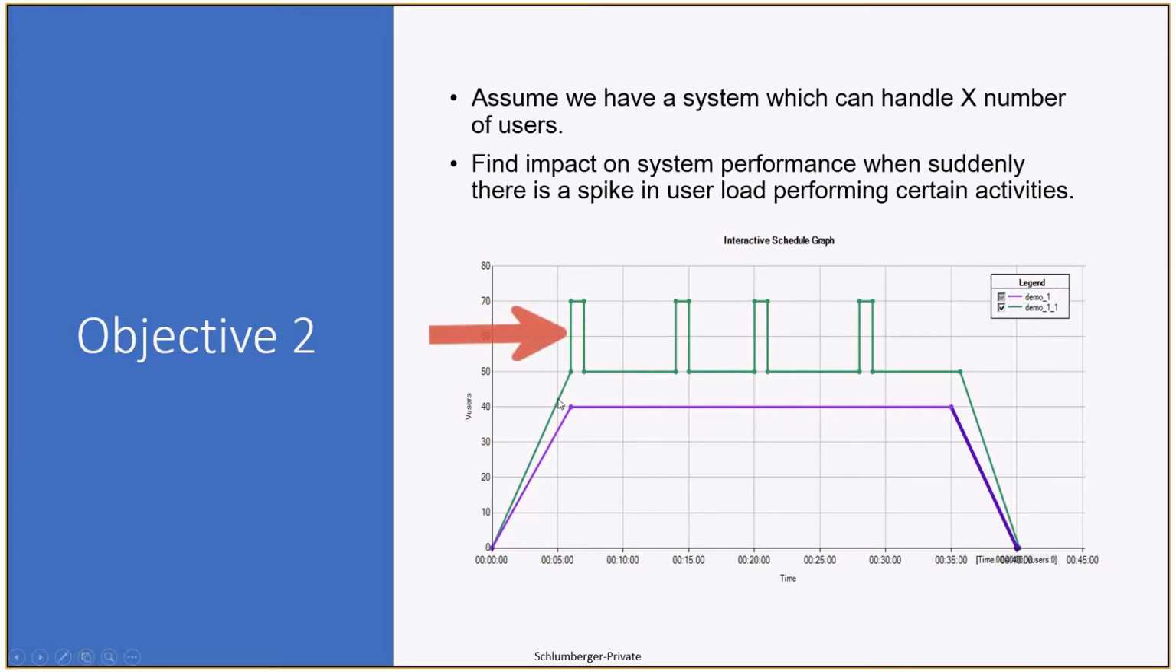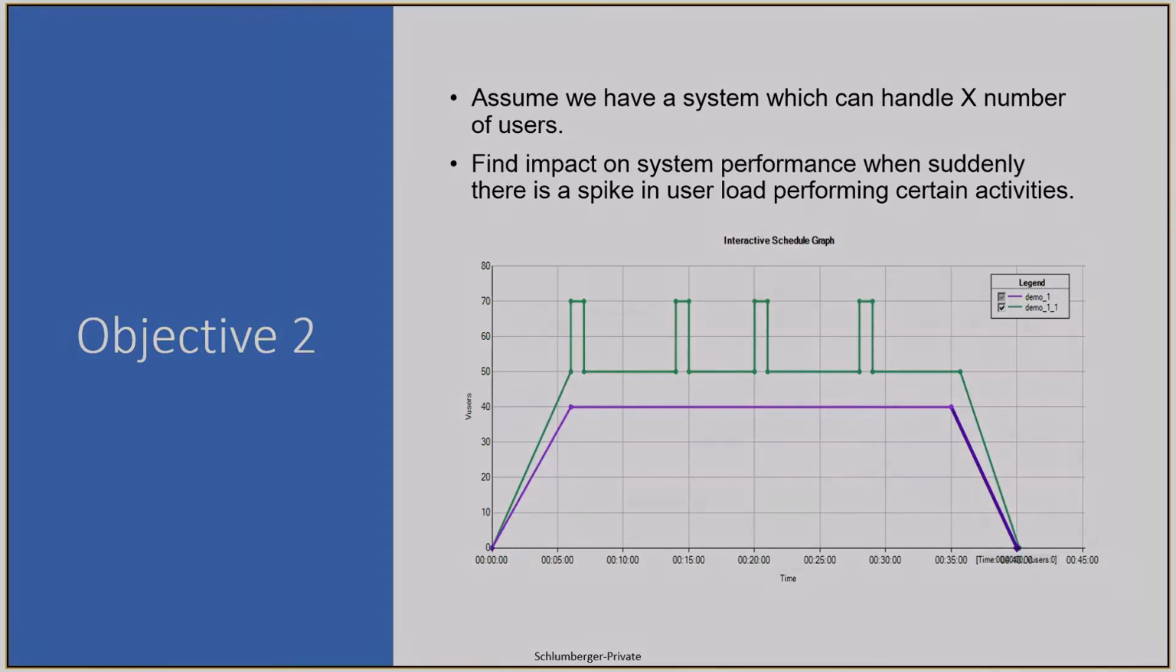For example, we are having 50 users and suddenly there is a spike of 20 more users for a small duration, and then it comes down to normal. Then again after some time there is a spike of 20 users for a small duration, and then it comes back to normal, and so on. So now we have a real world scenario like this, and we want to find what is the impact of this spike in users on the performance of the application. So let's see how we can design this scenario in our controller.